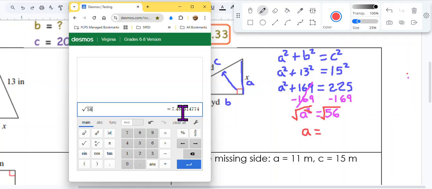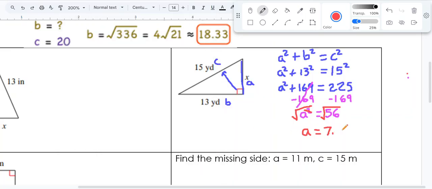Let's round to the tens place again. So the tens place is my 4. I look to the right of it, it's an 8. So that 8 is telling me I got to bump that 4 up to a 5. So this would be 7.5. And then this is being measured in yards, so I'm going to put YD for yards. Okay, so when you're solving for a missing side, you're using a squared plus b squared equals c squared, and then you have to figure out what's a, what's b, and what's c, and then plug it into the formula, square your numbers, and then solve for the missing side.